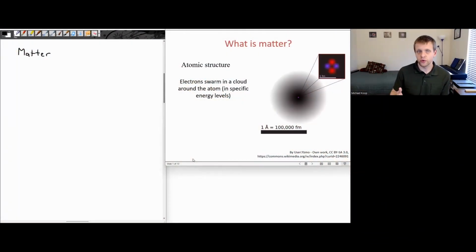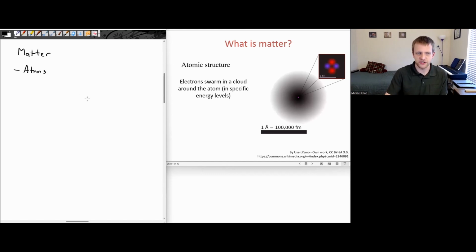So for this session, we're going to talk about some of the properties of matter. And there's going to be a bunch of definitions in this, but hopefully some of this will be review, and for everyone we'll have a good understanding of matter at the end of this. So let's talk about matter and the atomic structure, because matter on its small scale is made up of atoms.